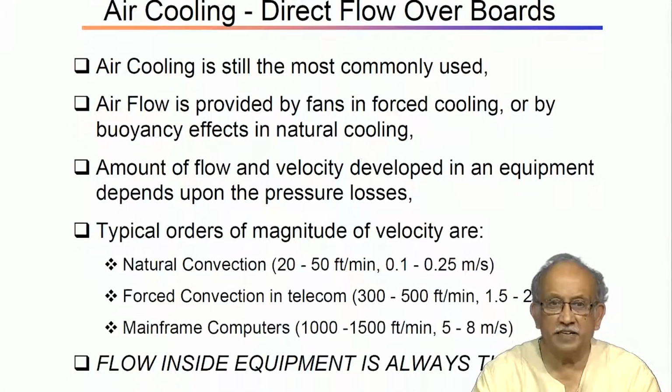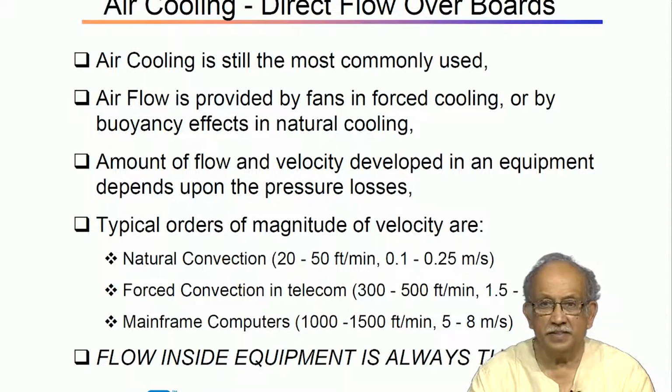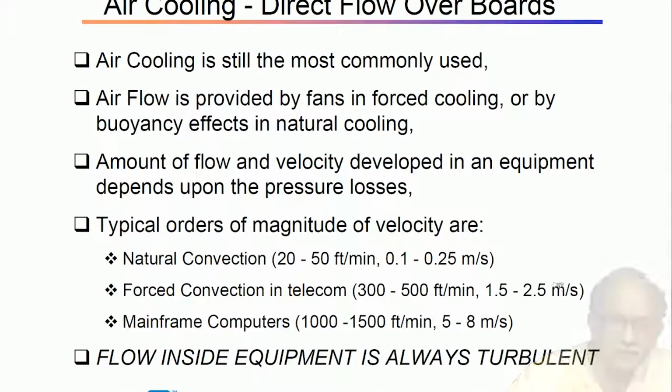The place where I have taken this from, obviously they use both. So, we have about 5 to 8 meters per second in computers, and in this case they have 1.5 to 2.5 meters per second in telecom. Natural convection comes to typically 0.1 to only 0.25 meters per second. Is it good or bad? It is for us to decide.